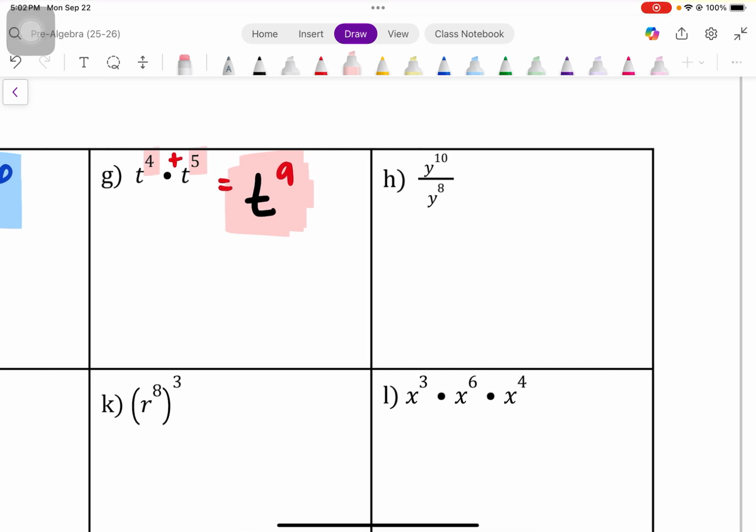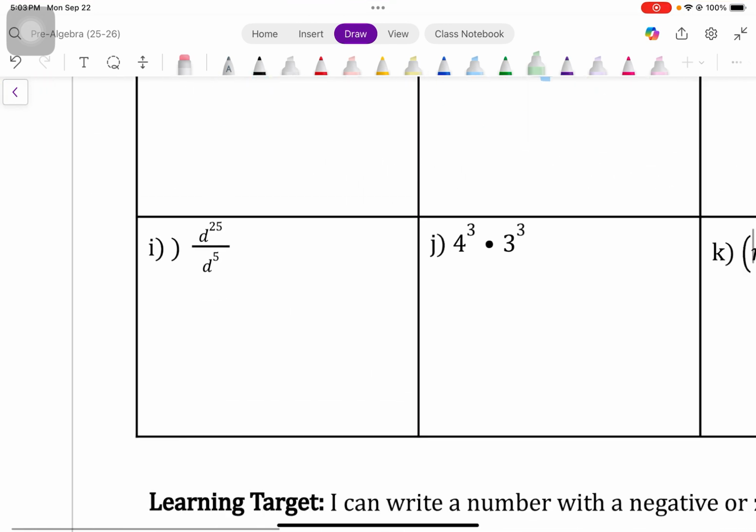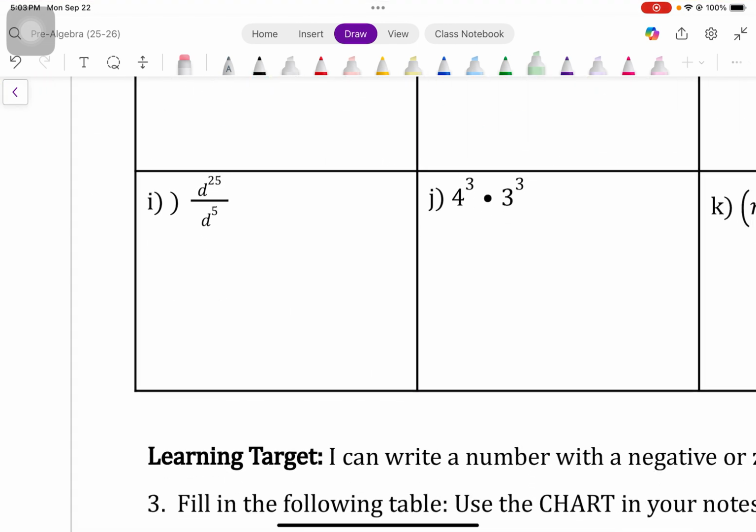In letter H, we have the quotient, so we're going to take our exponents and we're going to subtract them. So y, numerator minus the denominator equals y to the power of 2, being our final answer. Jumping over to I, again, we have the same base but different exponents. So we're going to take our exponents, and because it's division, we're going to subtract those exponents. So we have d, numerator minus the denominator, which is d to the 20th.